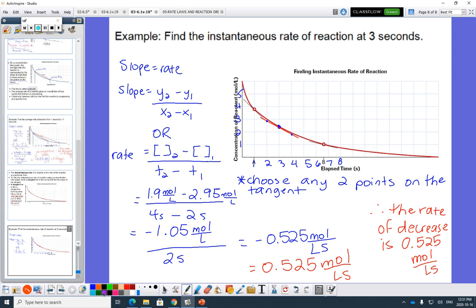You would do the same thing if it was a product, except, I'm just going to sneak it in up here. It's still time and concentration. However, the graph is going to be increasing, right? So you would find the slopes of tangents or secants. The shape would just be different, okay? So this would be a product.